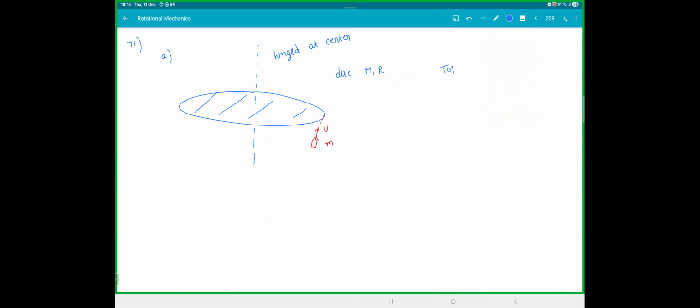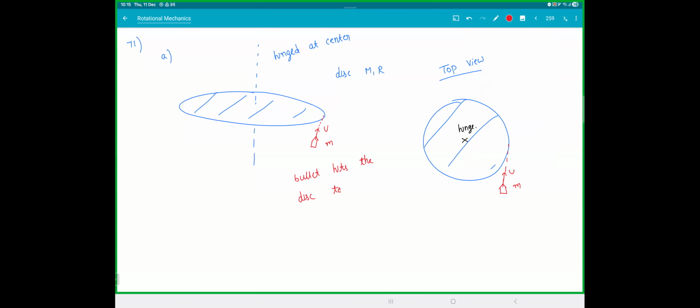So the top view will look like this. The bullet of mass m comes with speed u and gets stuck. This is an easy one. Find the omega of the disk after collision. It hits the disk tangentially and gets stuck. Find omega after collision. Standard question.